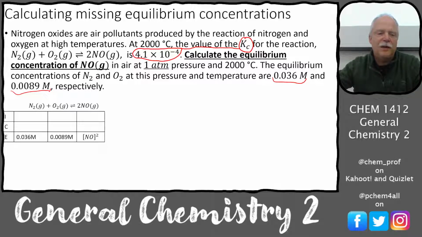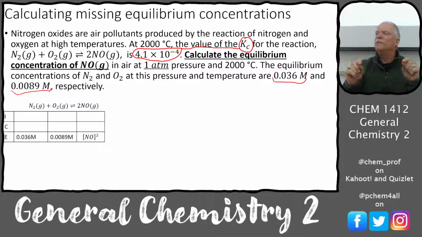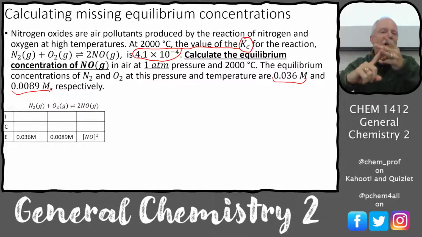So let's write out this table. Notice we really aren't given any initial concentrations, so we really don't need the table. I'm just showing you where these numbers fit in the table, because you might be thinking, how does this fit in the table? We don't know the initial concentrations. We could write out the change row, but we really don't need it. We're given the equilibrium concentration of nitrogen and oxygen, and we're just asked the equilibrium concentration of the nitric oxide, or the NO.